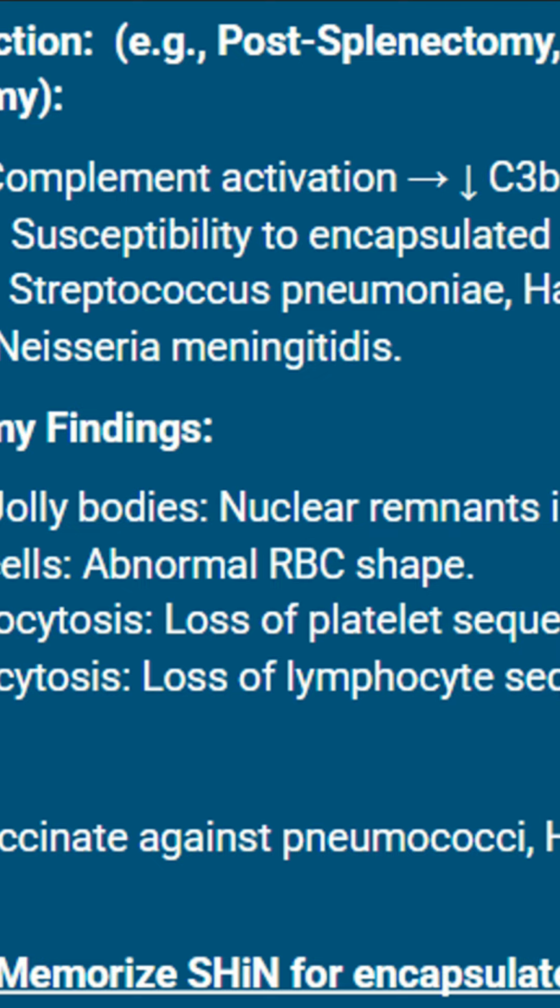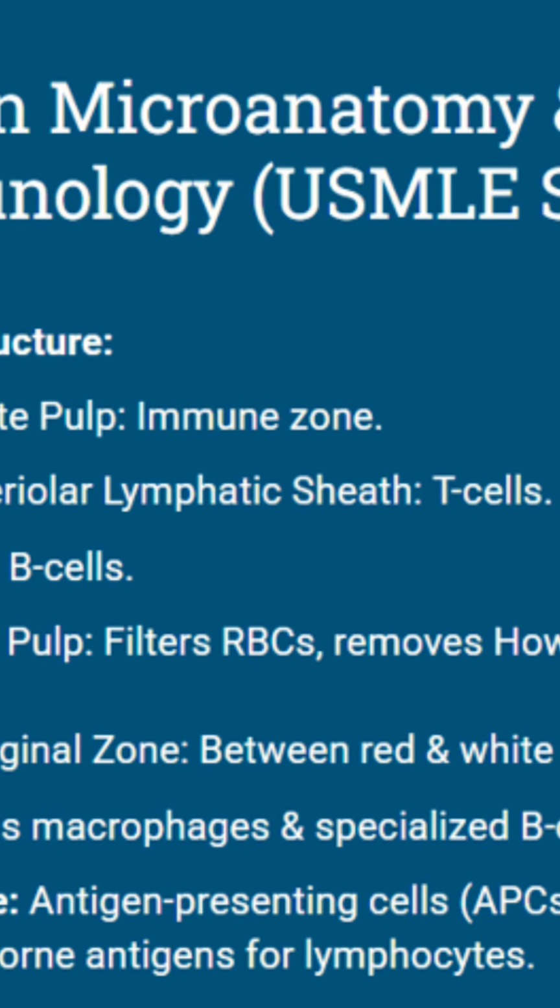And what is the USMLE pro tip here? If a patient lacks a spleen, vaccinate for SHiN bugs early, and that's the important part. Let's move to slide 3. Now let's go deeper microscopically.